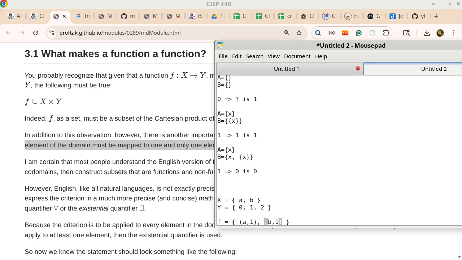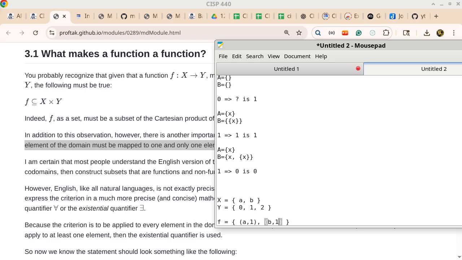It meets all the requirements because is (a, 1) in the Cartesian product? Yes, because A comes from X, 1 comes from Y, we're good. Same with B coming from X and 1 coming from Y. So it meets that requirement. It is a subset of the Cartesian product between X and Y. It has met one of the necessary conditions. Does it meet the second necessary condition where we say every element in X has to map to one and only one element in Y?